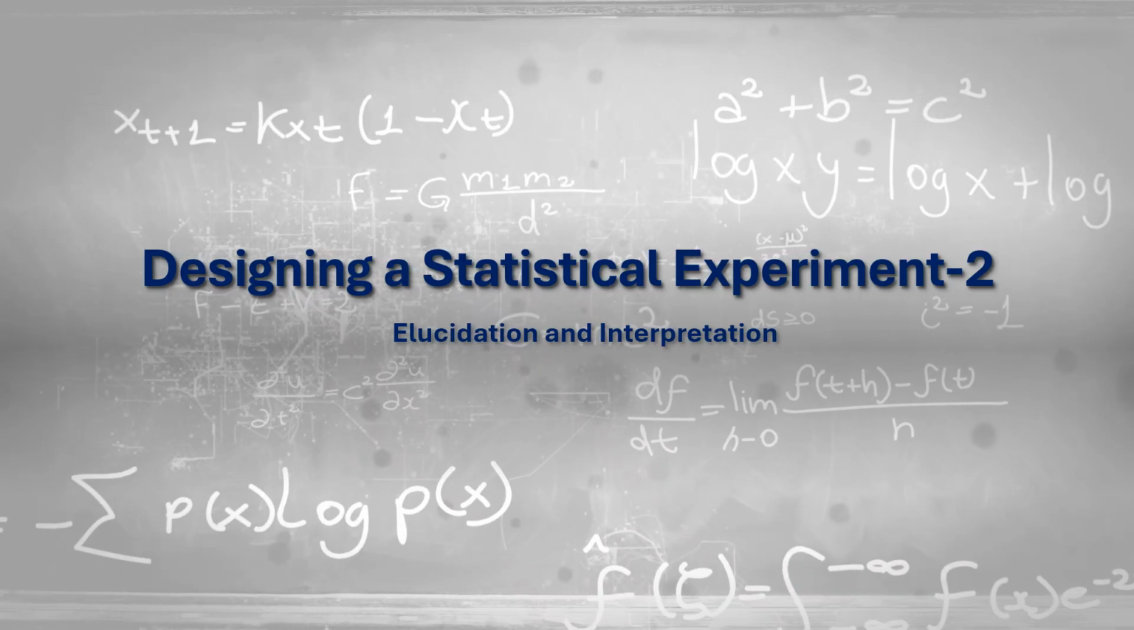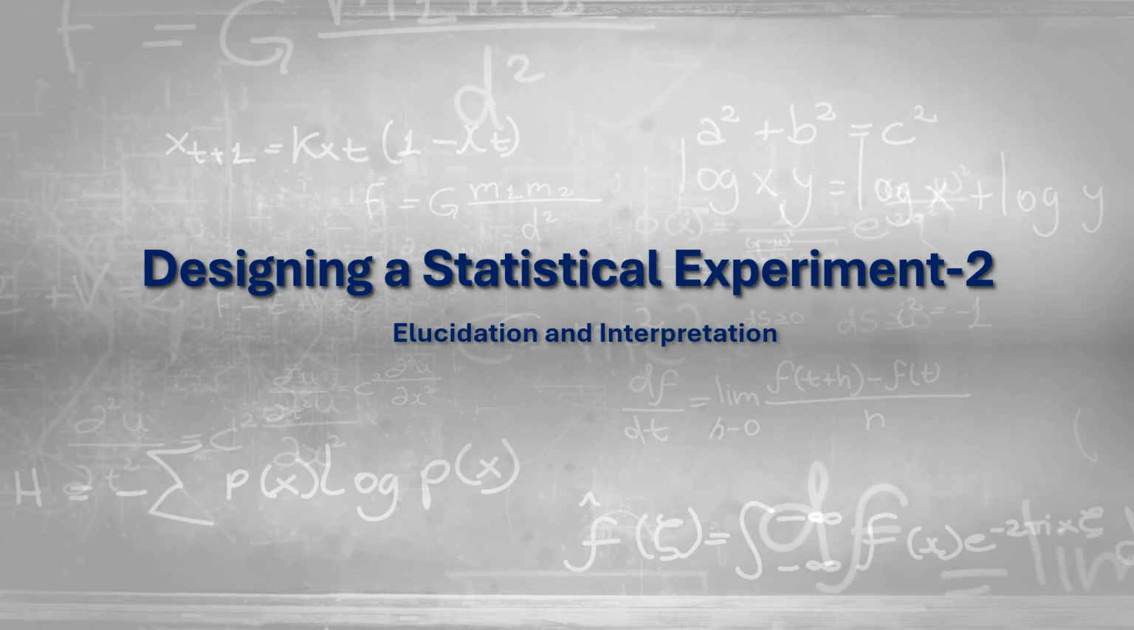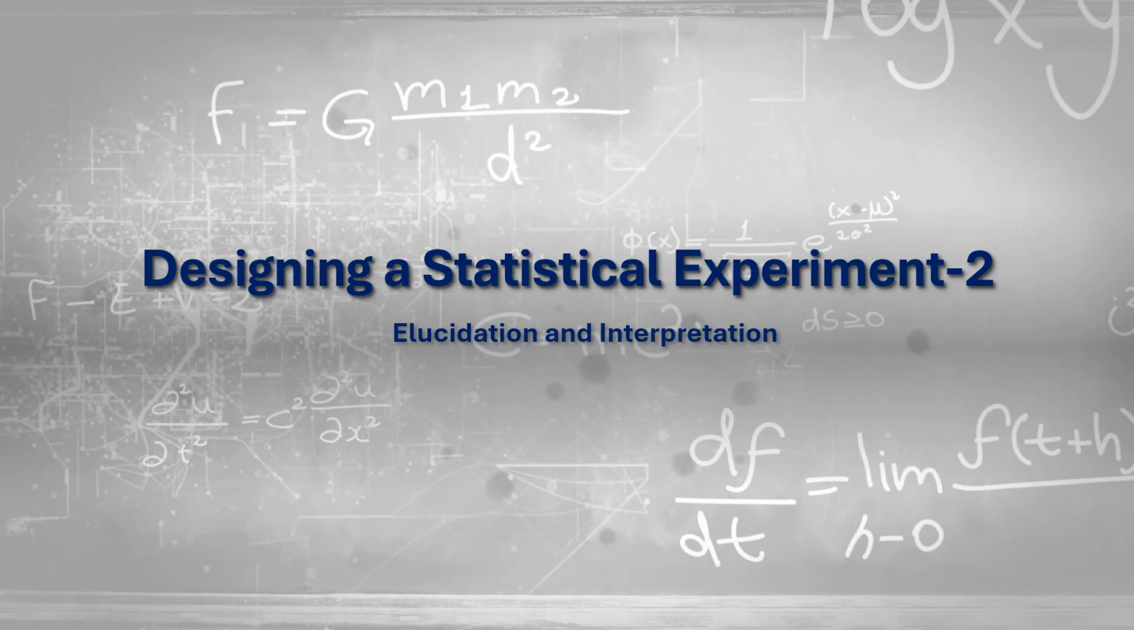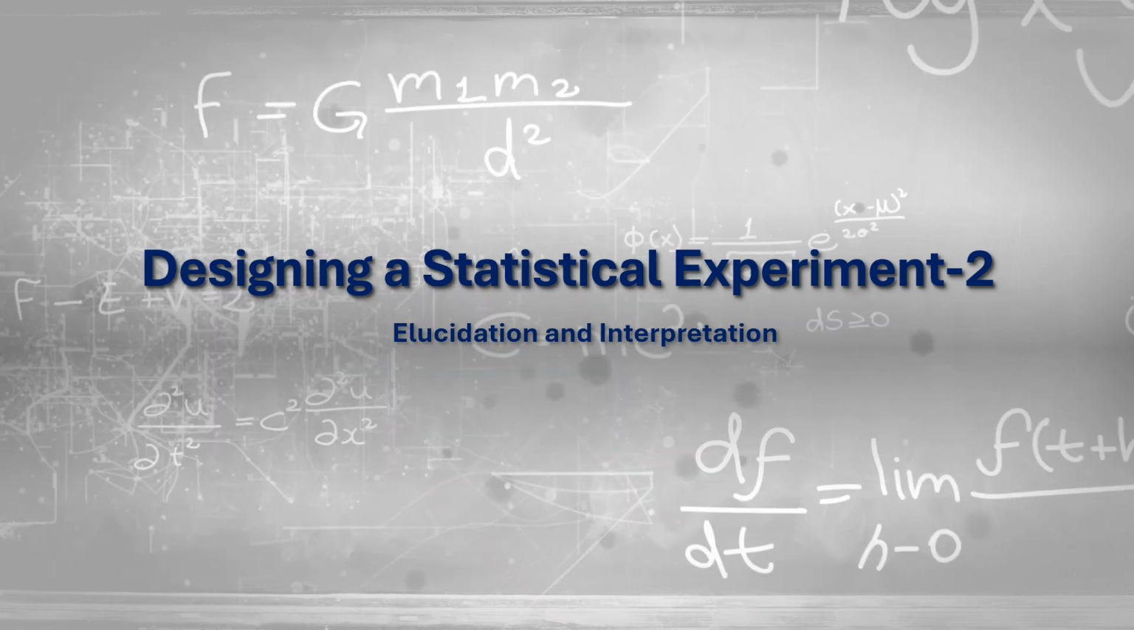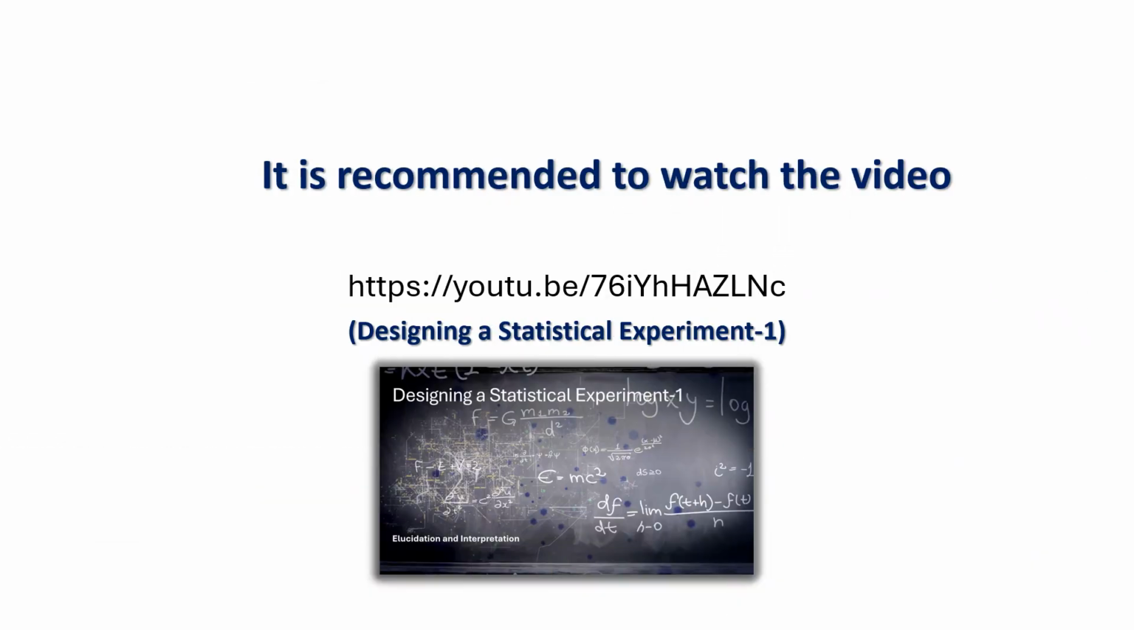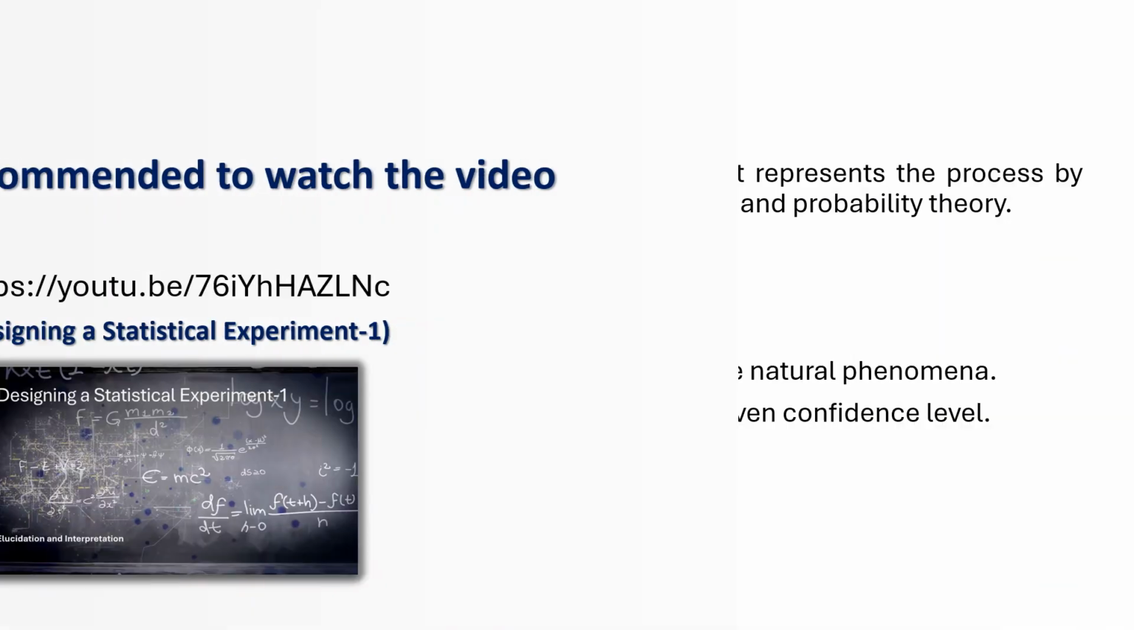In this video, I will explain how experimental designs can be constructed to accommodate two-way variation using an RBD. I recommend please watch my previous video on designing statistical experiment 1. It was completely done on a one-way analysis of design, like completely randomized design and other designs associated with that.